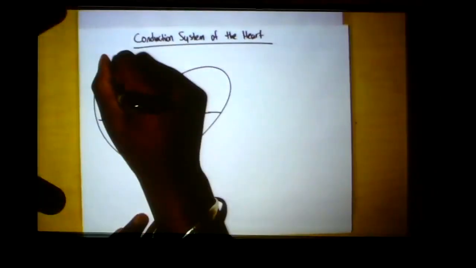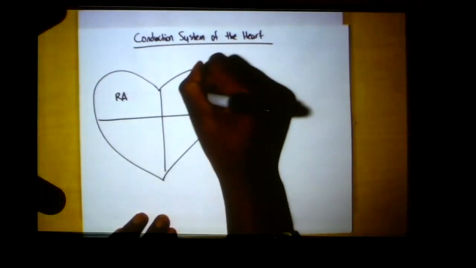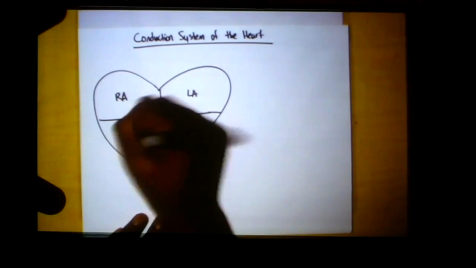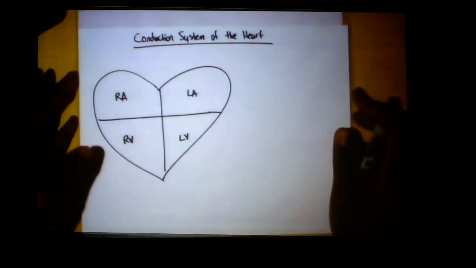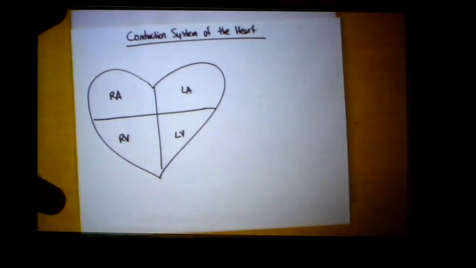We know that we have our 4 chambers: right atrium, left atrium, right ventricle, left ventricle. And again, please go over this anatomy if you haven't done so already, or if you're not already familiar with it from prior knowledge.